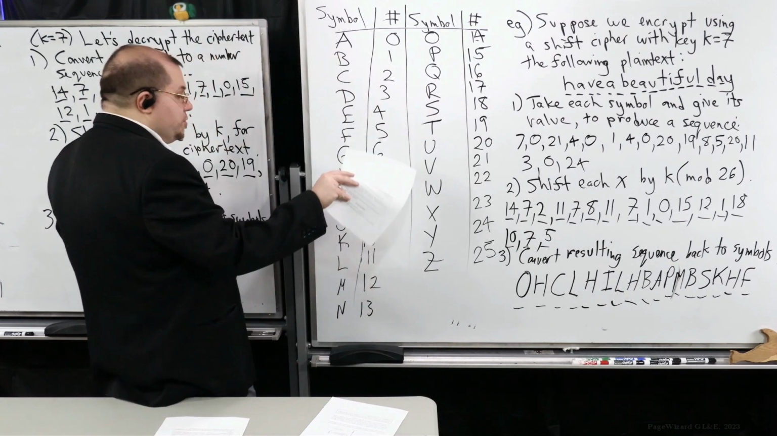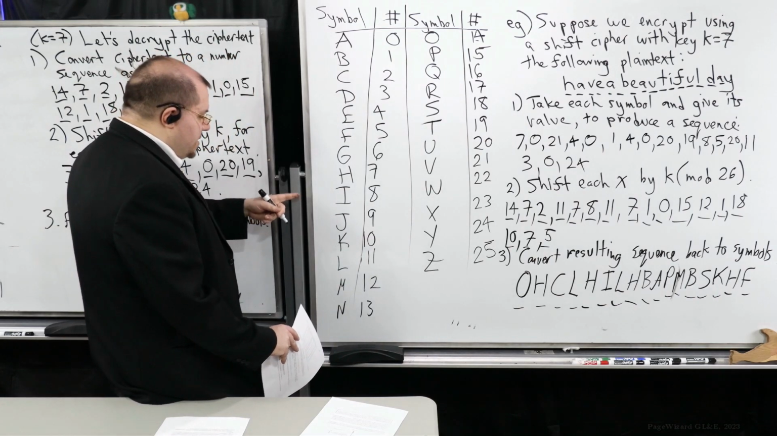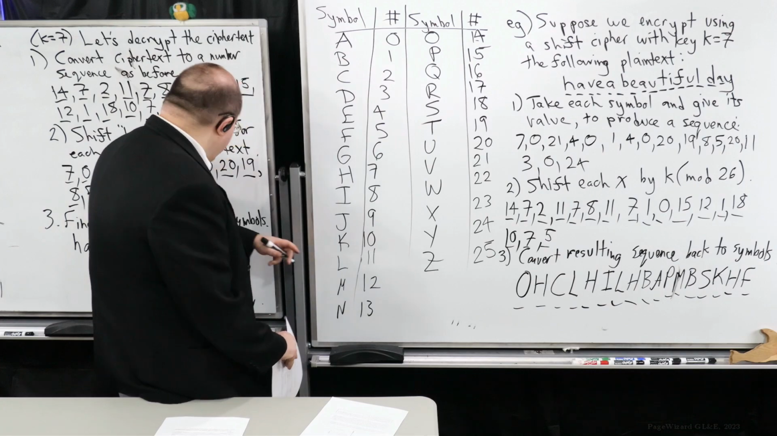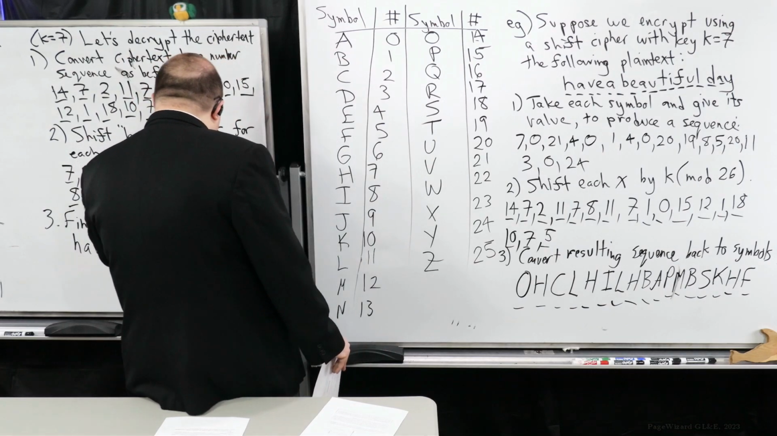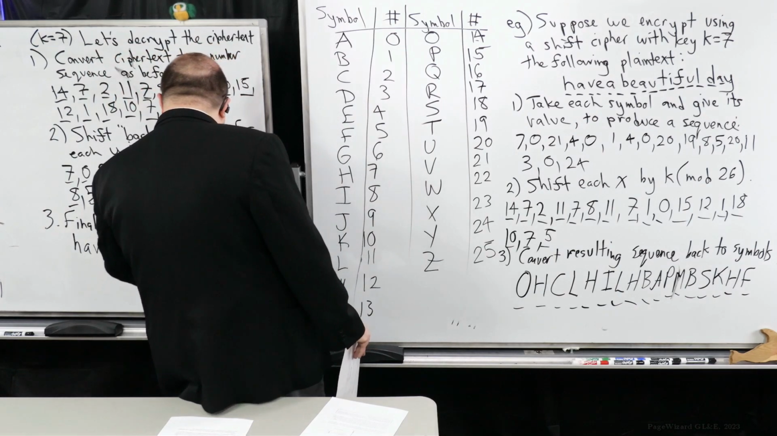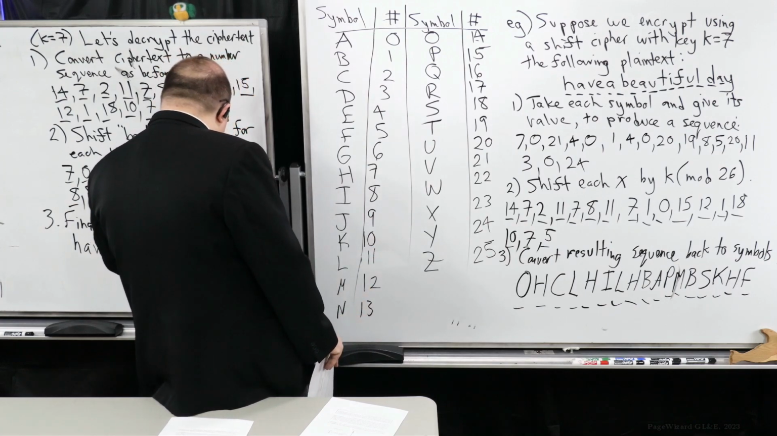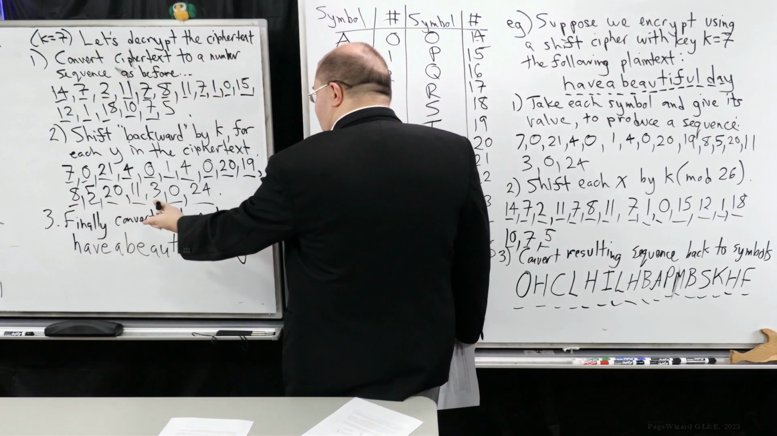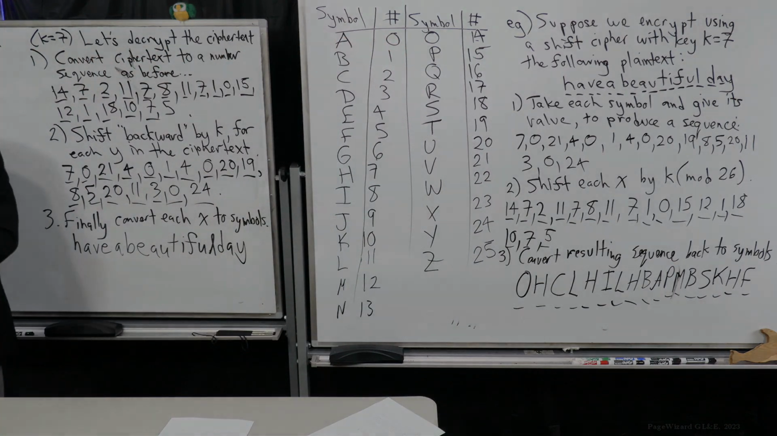20, U. 11, L. Then we got D for 3, A for 0, and 24 is Y. And have a beautiful day. There you go. That is the shift cipher.